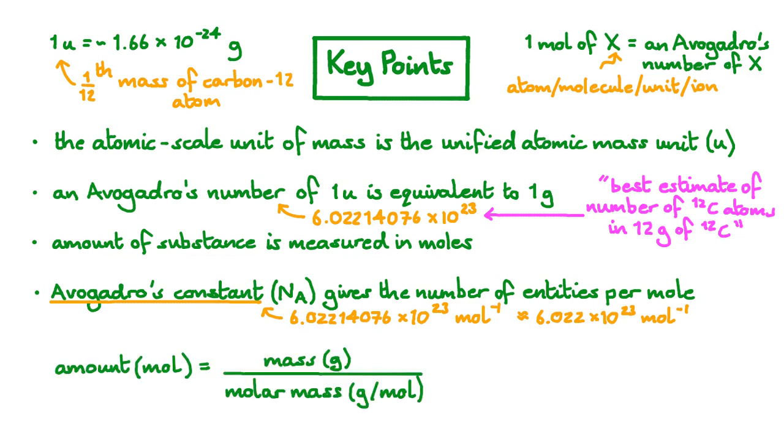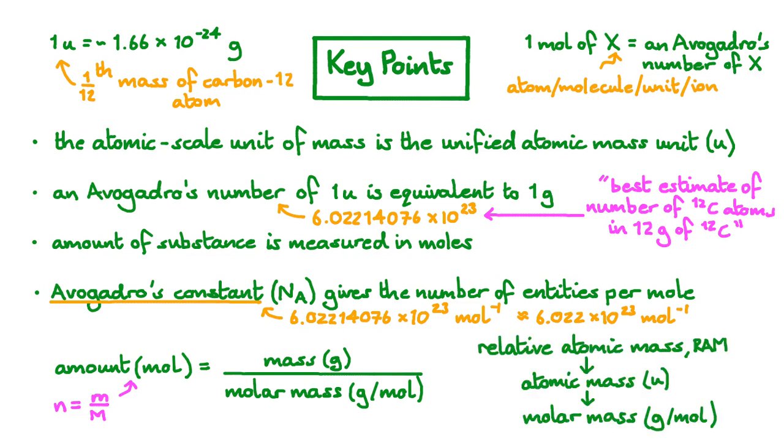We can convert between an amount in moles, a mass in grams, and molar mass in grams per mole using this formula. And you may see it in the form n equals m divided by capital M. We can easily convert between relative atomic mass in unified atomic mass units, and molar mass in grams per mole because the number will be exactly the same. We just swap out the units. For instance, for carbon-12, the relative atomic mass is 12, the atomic mass is 12 unified atomic mass units, and the molar mass is 12 grams per mole.